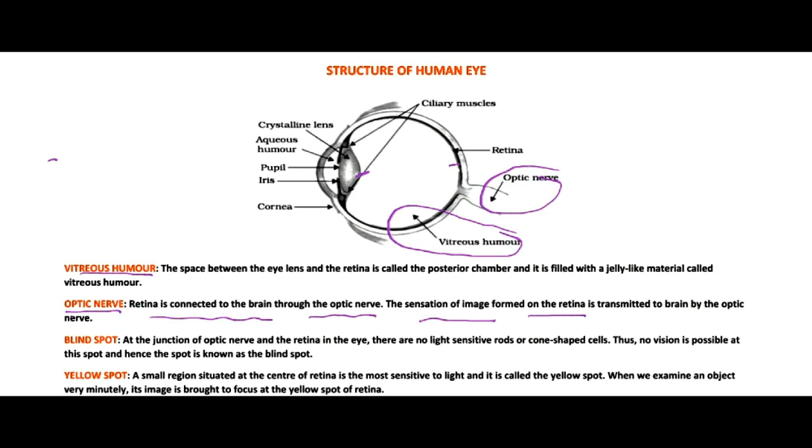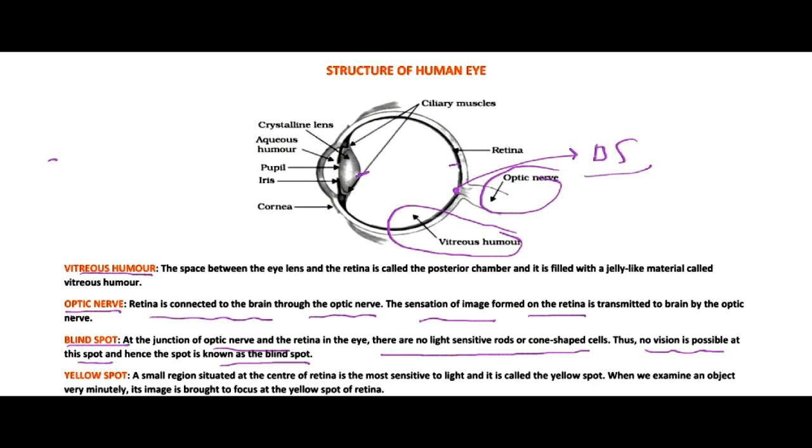Next is blind spot. Here is the blind spot. At the junction of the optic nerve, here is the junction of the optic nerve, there are no light sensitive rod or cone shaped cells. There are no cells present in this area, thus no vision is possible at this spot, hence the spot is known as the blind spot.